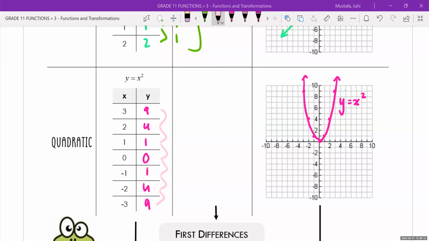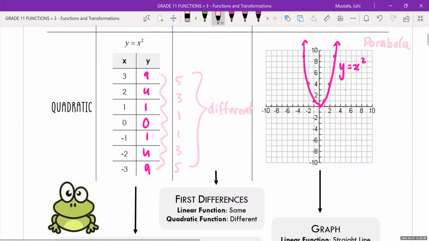First, I will just label this. This is a parabola. And that's the only quadratic you know. We are going to learn more functions in grade 11, but for now, that's all we know. If we just take a look at the difference between the numbers, we have 5 and 3 and 1, and then 1 and 3 and 5. And you notice the first differences are all different. And so this leads us to a general rule that whenever your first differences are the same, it is a linear function. And whenever the first differences are different, it's a quadratic function.